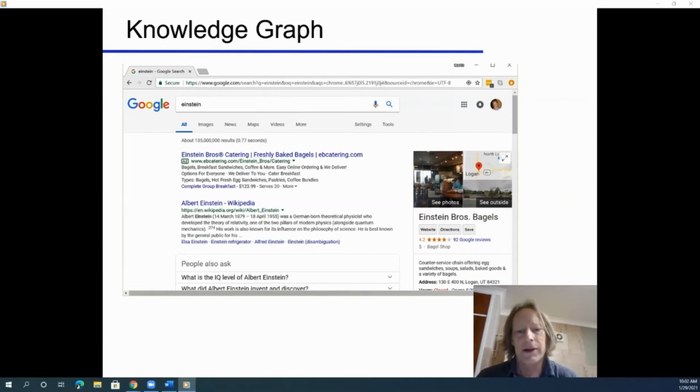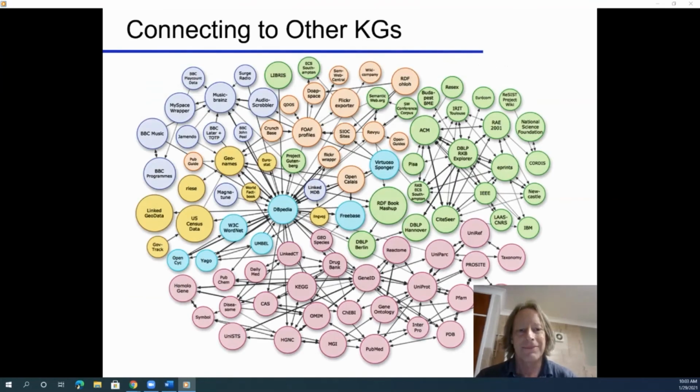But the right-hand part of the screen is a little box, and this little box is information about Einstein Brothers bagels. And this box is produced by the knowledge graph that Google pulls together that has information or data about Einstein Brothers bagels. So where does this information come from? Well, here's part of the graph that Google uses to build up their overall knowledge graph.